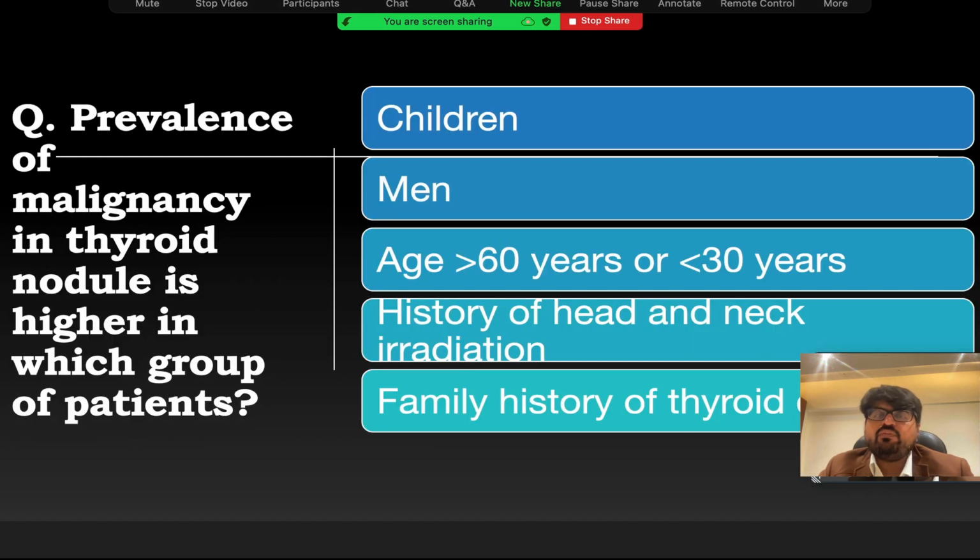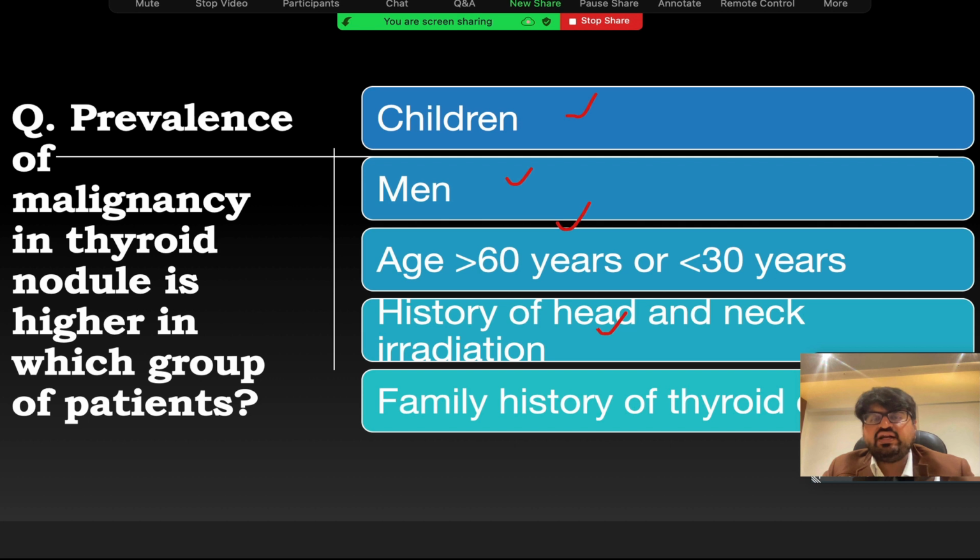But I think 95% of the patients are not going to have anything major. Which patients are more likely to have malignancy? Children. So again, in the younger age group, you are more likely to have malignancy. So if you find a thyroid nodule in a young child, it's always better to subject them to an FNAC. Men are more likely to have malignancy. Extremes of age, so generally more than 60 years of age, you will find more likelihood of malignancy, and the younger age group again has more likelihood of malignancy.